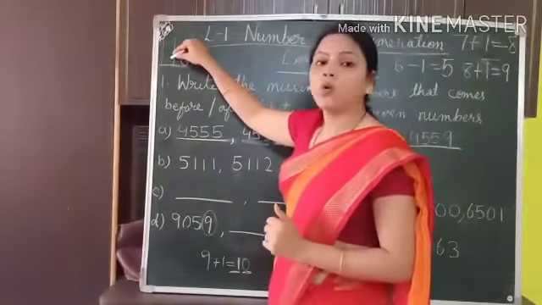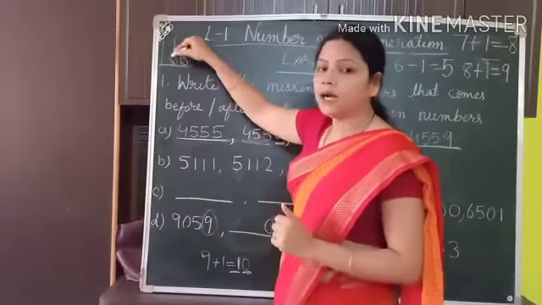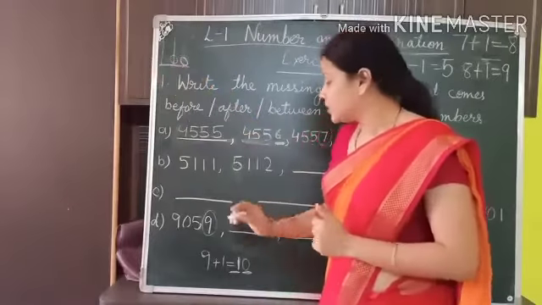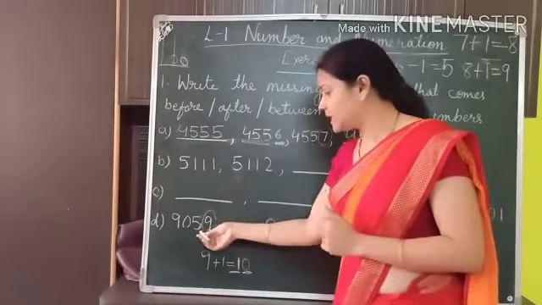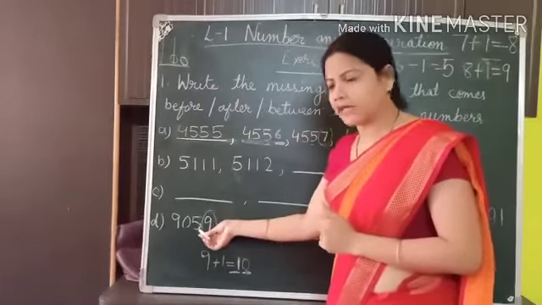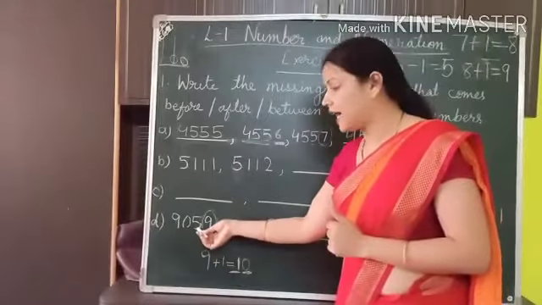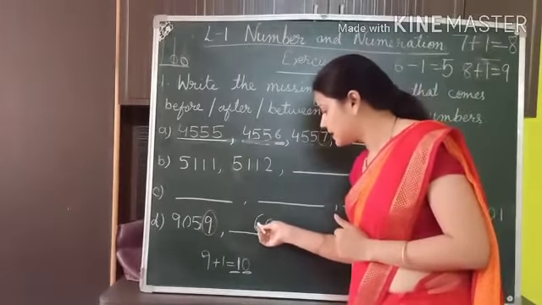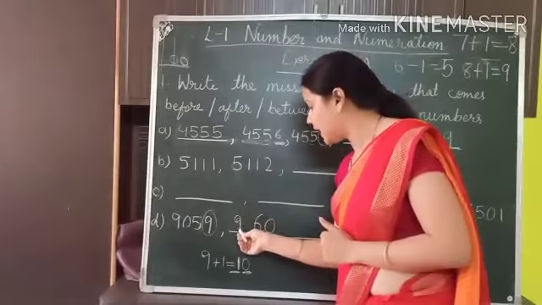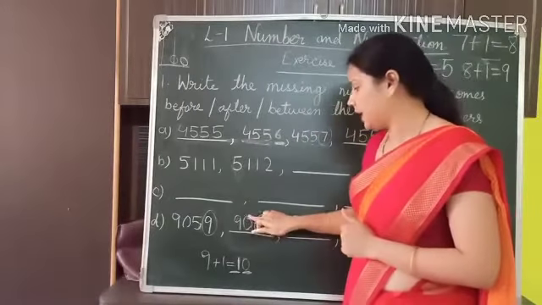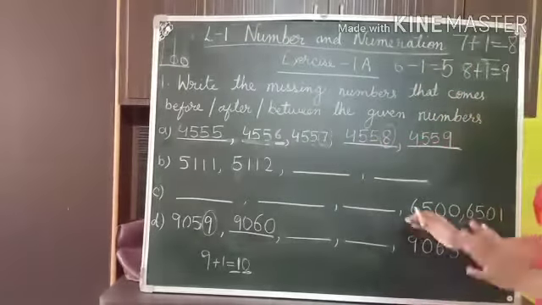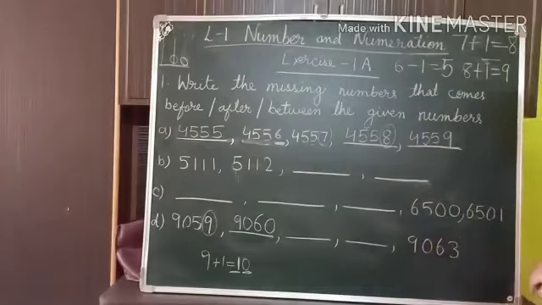And one new bit will get added to the place that is just before this place. Which place is just before this place? It is 5. So what do we have to do? We have to add 1 to this place. So what number will we get? 5 plus 1, that is 6. And then we have to write these numbers as they are: 9 and 0. Clear to you? Very good. Now pause this video and write it in your notebook.